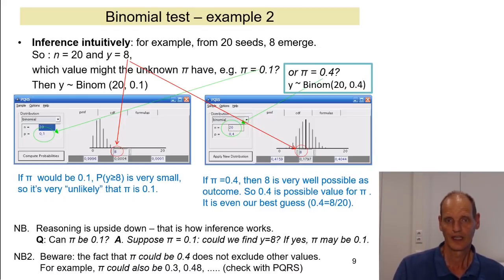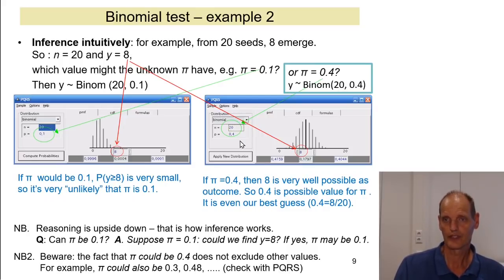Note, the reasoning is always sort of upside down in inference. So the question, can pi be 0.1? What we do is we say, well, suppose pi is 0.1, could we find y is 8? So we turn the question around. For a given value of the parameter, could we find this outcome? And then we can use our theoretical knowledge and come up with an answer. And if we could find y is 8 with reasonable probability, then we say, oh, pi may be 0.1. But in this case, that was not so.